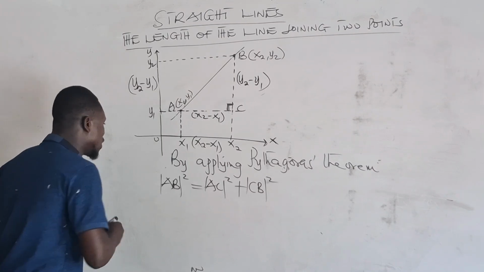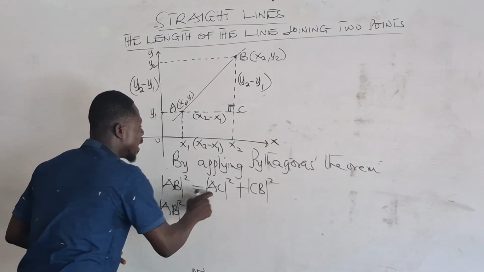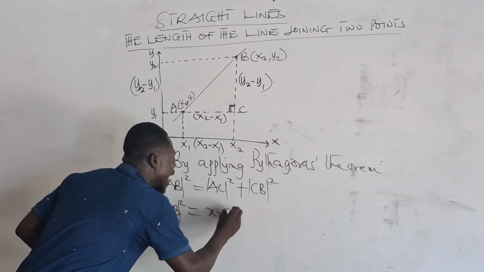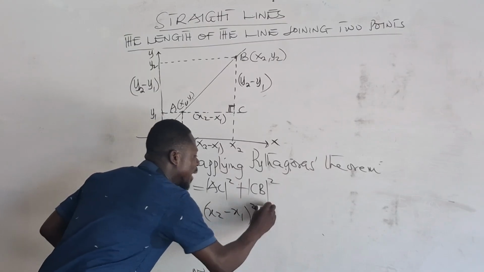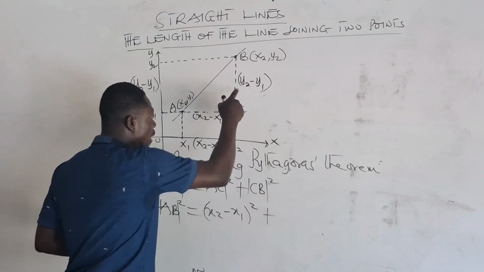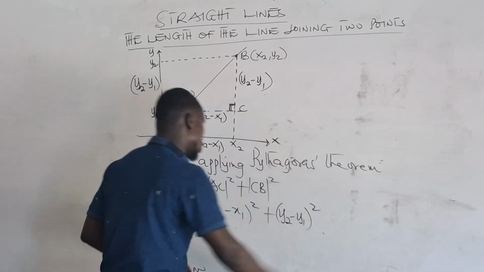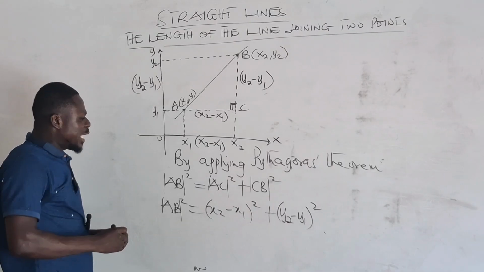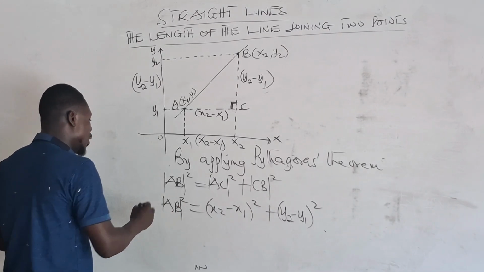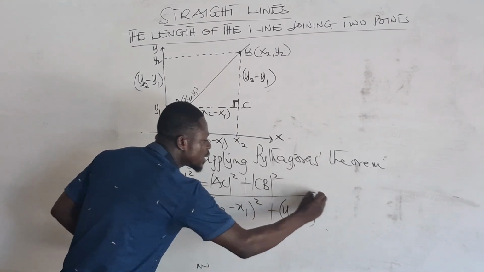So let's do a substitution. Our AB squared will be equal to AC squared. What do we have for AC? AC is x2 minus x1, so it will be squared. Plus, what do we have for CB? That one too is y2 minus y1, that one too squared. In order to find AB, because there is a square here, we bring square roots. So we will introduce square root here, square root there.